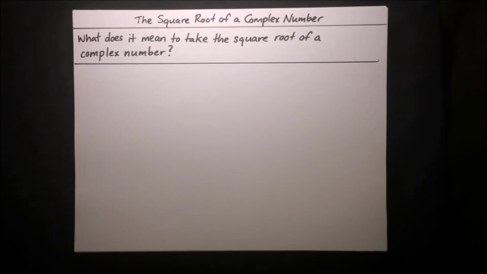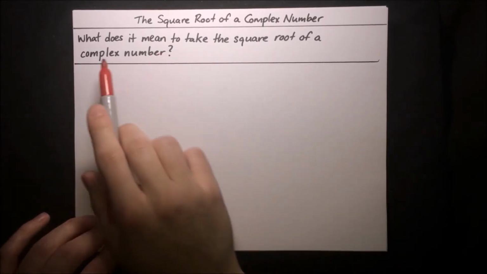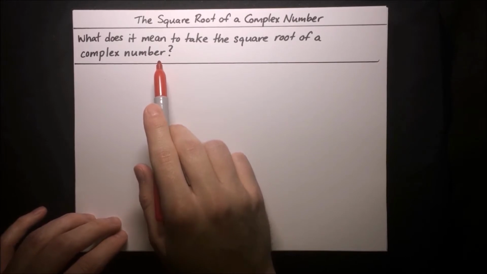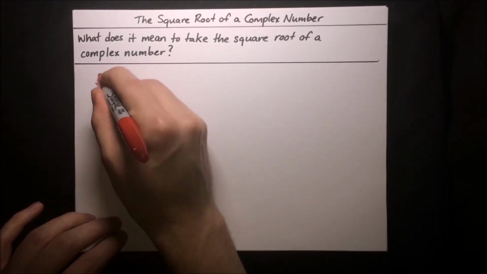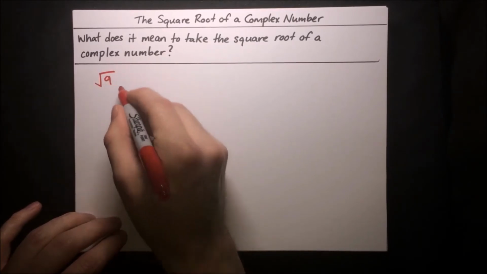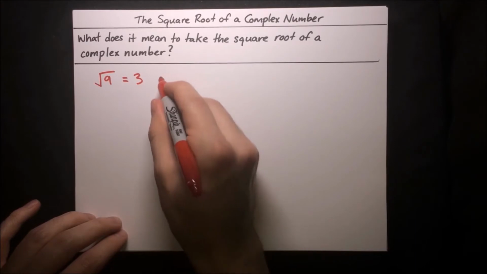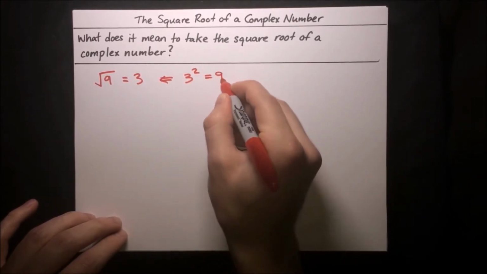In this video, we're going to talk about the square root of a complex number. So first of all, what does it mean to take the square root of a complex number? To answer this question, why don't we think about first what it really means to take the square root of a real number, say the square root of 9. We know that the square root of 9 is 3. But why is it 3? Well, it's 3 because 3 squared is 9.